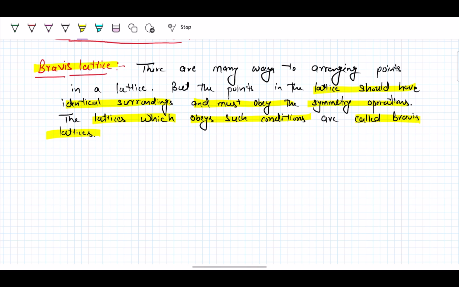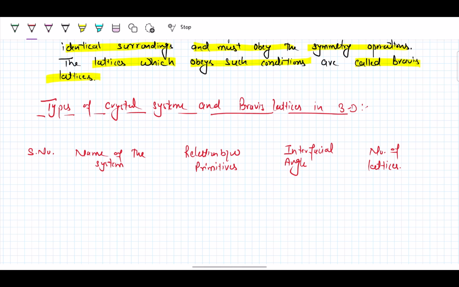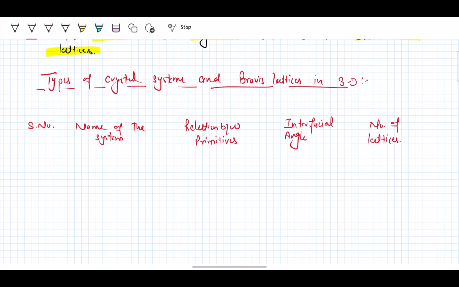On the basis of such conditions, there are 7 types of crystal systems and 14 types of Bravais lattices in 3 dimensions. So on the basis of the arrangement of lattice points, there are 7 types of crystal systems and 14 types of Bravais lattices. Let's see how we can figure out the 7 types of crystal systems.